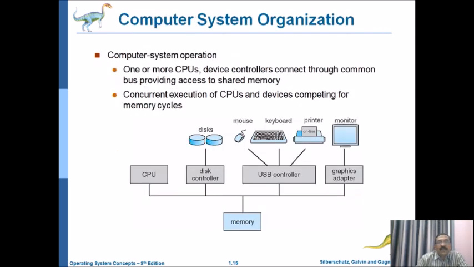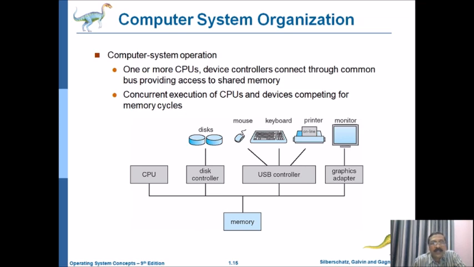Now, a computer system organization. You can see the figure. A computer system organization looks like this: one or more CPUs, though only one CPU is drawn here. Device controllers connect through a common bus providing access to shared memory. The memory is shared, and the common bus is where the data and instructions pass to the CPU and other devices. So some common resources are shared by these peripherals. Peripherals means the USB controller, the graphics adapter, and so on.